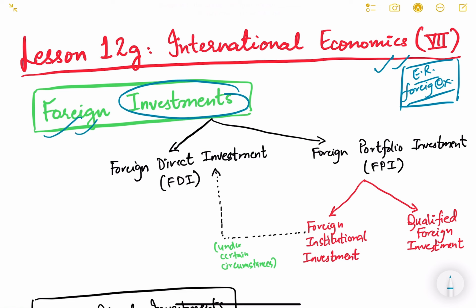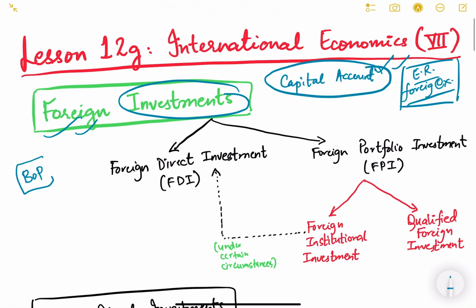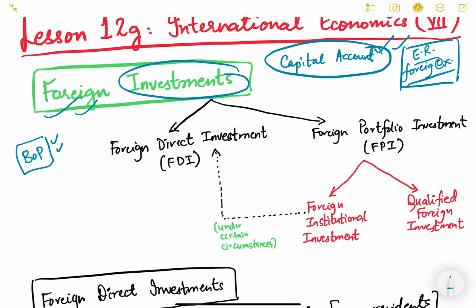Foreign investments, to refresh our memory, form a part of the capital account in the balance of payment. Till the time we are studying international economics, please keep the balance of payment in your mind. This is very important. It should be in the backdrop every time you study any topic from international economics: how it is going to affect the balance of payment, and where the entry will come. We know that the balance of payment broadly has two accounts, the current account and the capital account. Foreign investments are a part of the capital account. Just keep this in mind.